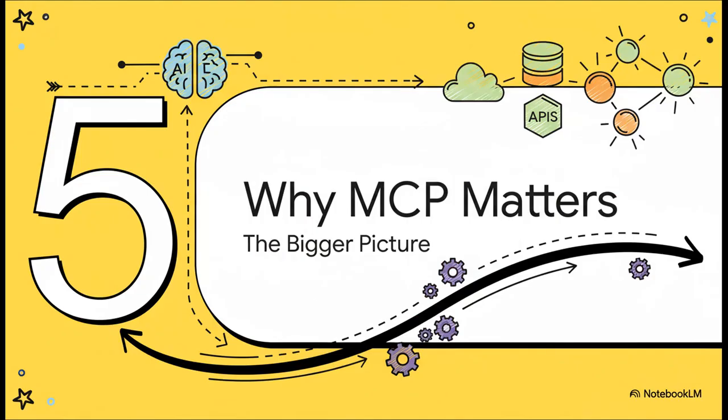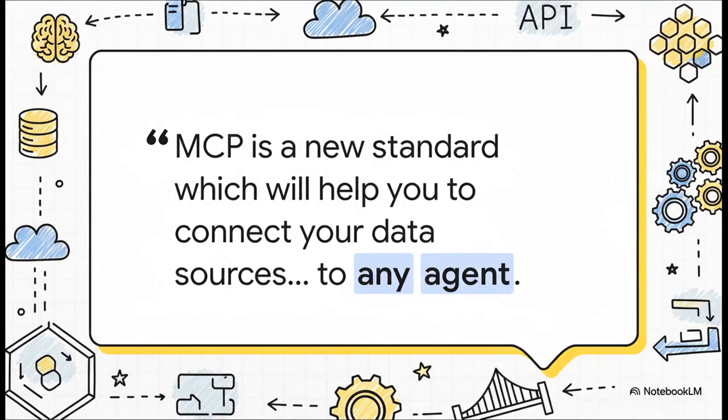So now that you've seen it in action, why should you really actually care about this? What's the bigger picture here? Not just for developers, but for everybody. I mean, this quote really just says it all, doesn't it? Universal connectivity. It's about connecting your data to any agent. But the idea of a real standard like this goes so much deeper than just convenience. This is about unlocking innovation on a massive scale.